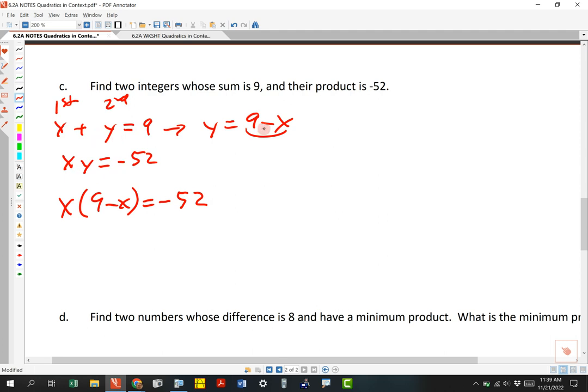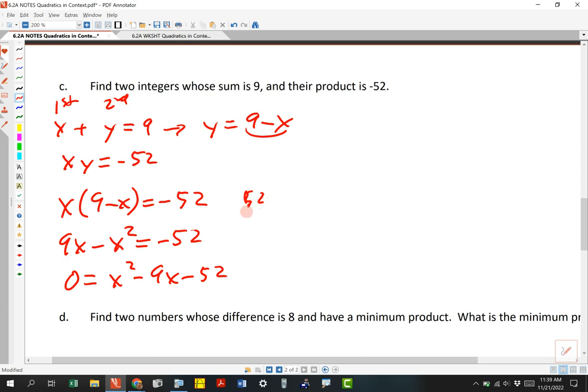So I take this one, solve for y, and then I'm going to replace the y with a 9 minus x. So this is 9x minus x squared equals negative 52. I'm going to move them to the side where they will have a positive x squared. So this is going to be 0 equals x squared minus 9x minus 52. So I'm looking for two numbers that multiply to be negative 52 that combine to be negative 9. If we just stop and think about numbers that multiply to be 52, there's not very many of them.